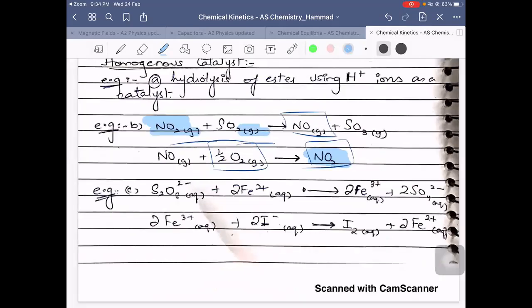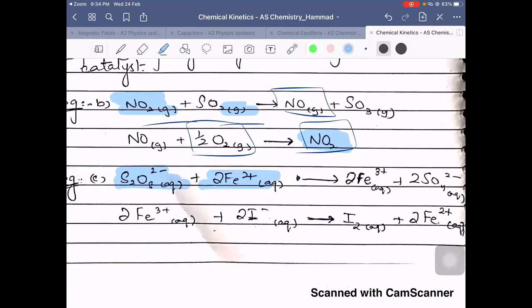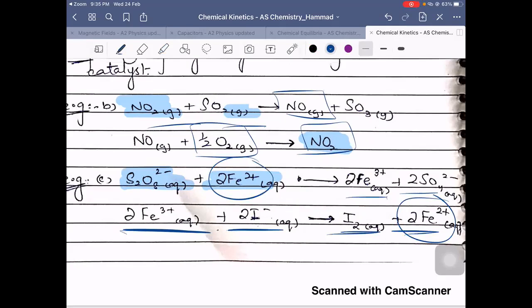Moving forward, let's say thiosulfate and iron reacted and gave you Fe3+ and SO4 2-, right? Fe3+ further reacted with I- to give you I2 and Fe2+, right? Please understand that Fe2+ is not taking part in the reaction, it is being regenerated, and that is why it is acting as a catalyst.